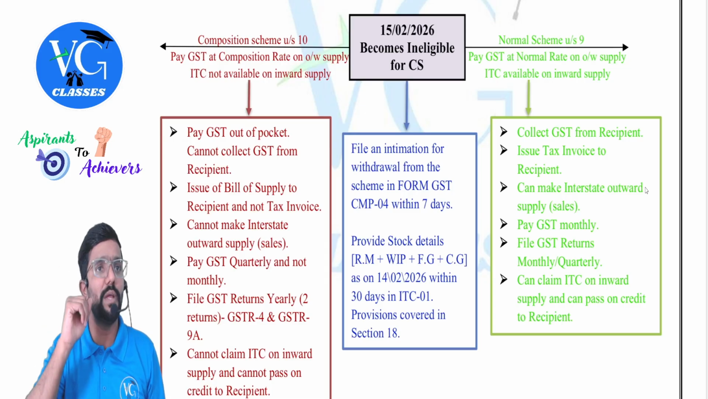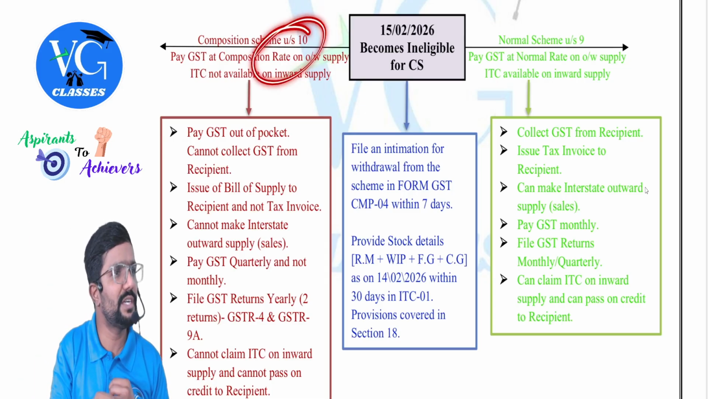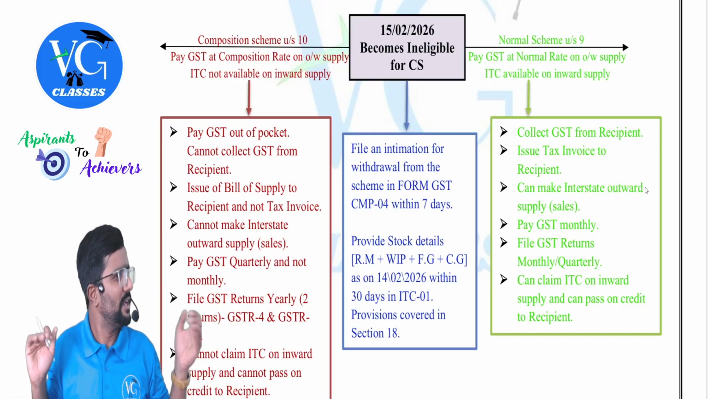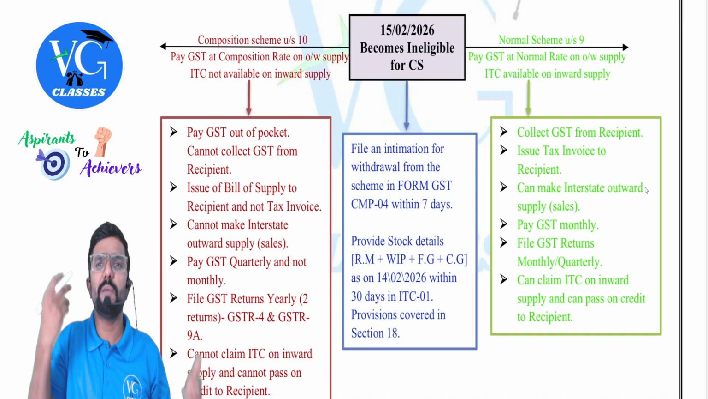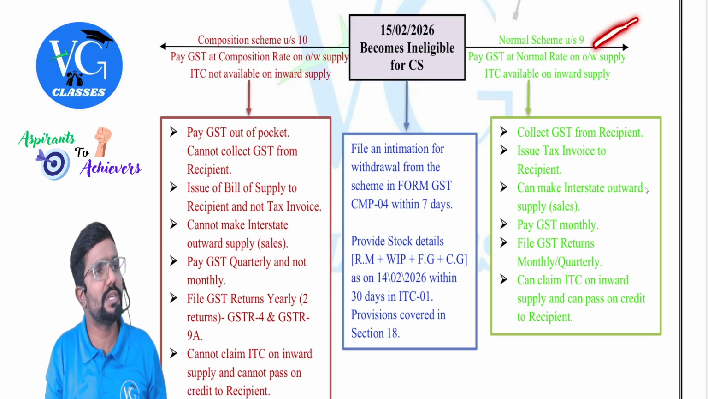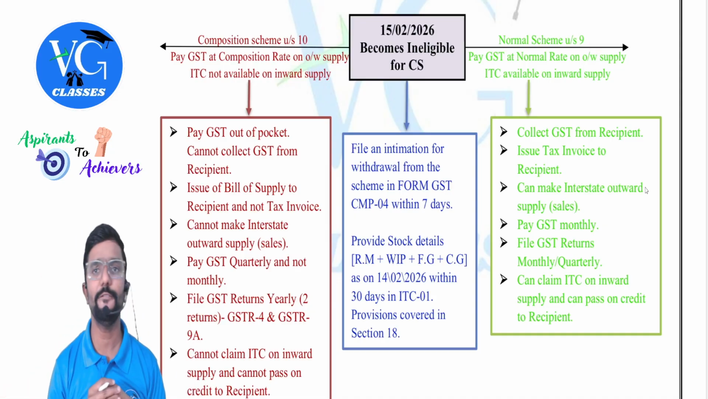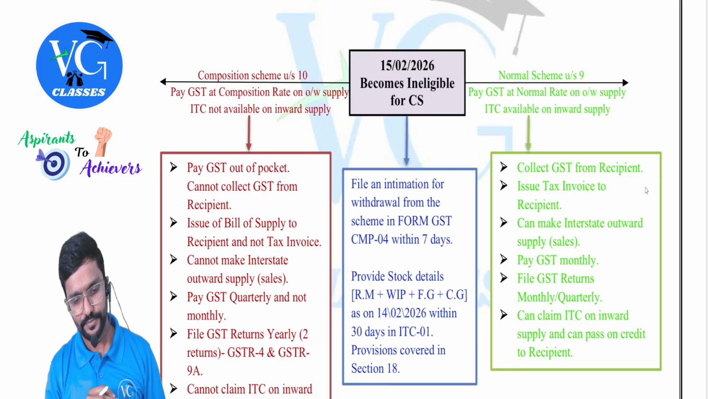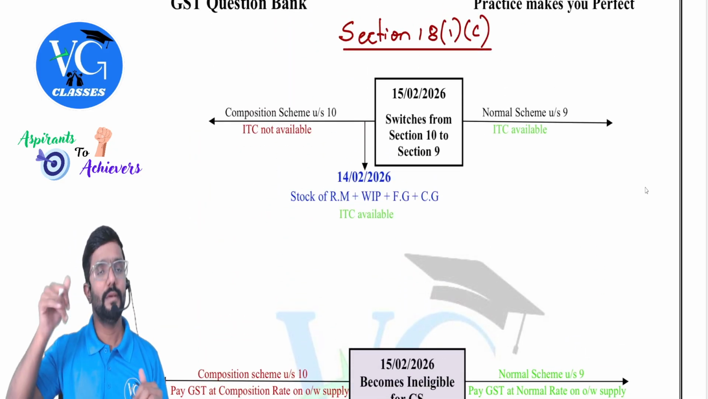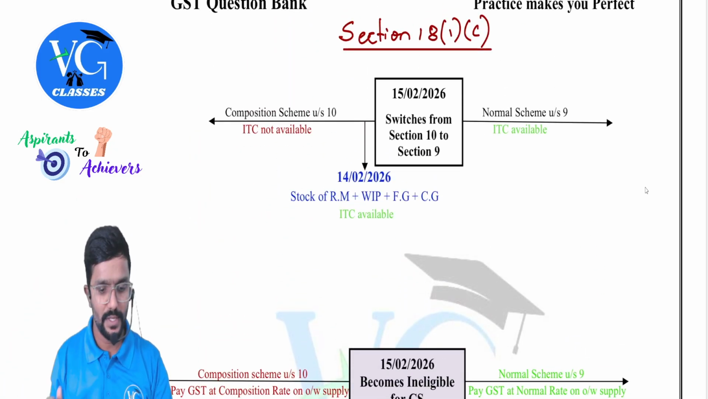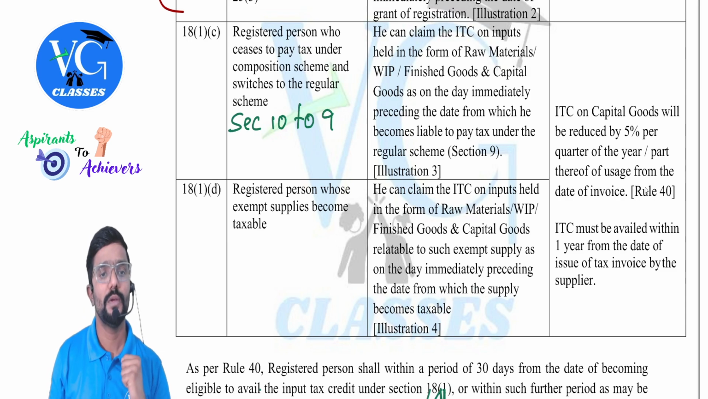And assume I am a small supplier. Is it mandatory for me to follow section 10? No, no, no. It is optional. If I want, I will go with it. No, sir, I am ready to pay tax at the normal rate. Can I follow section 9? Okay, no problem. You can follow it. Yes, sir. Understood? Yes. Let me read the provisions now.